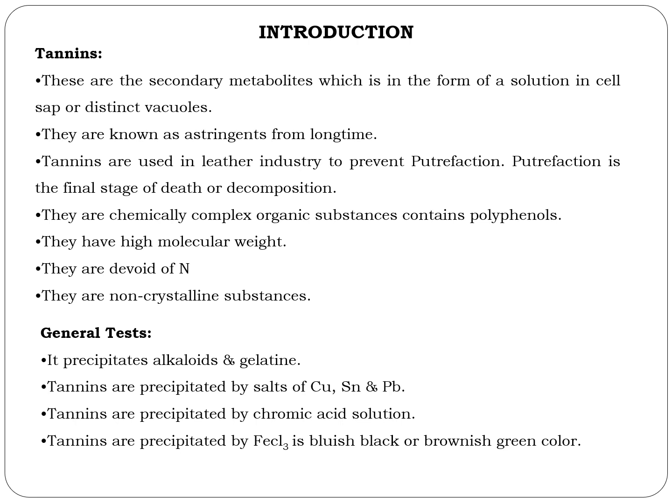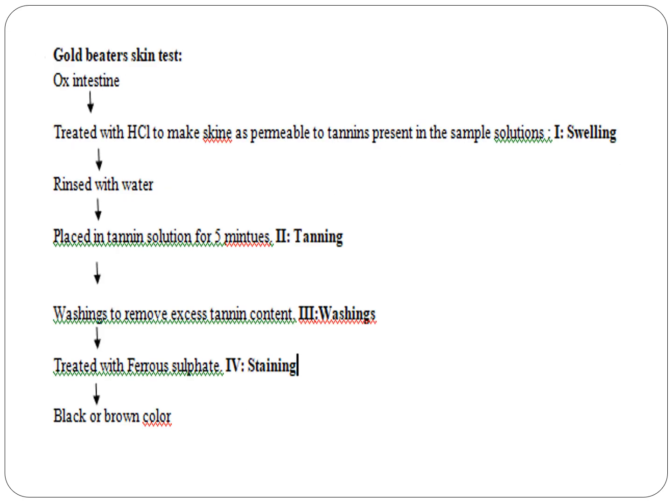Tannins will precipitate alkaloids and gelatin. Tannins are precipitated by copper salts, and tannins are precipitated by chromic acid solution. They are also precipitated by ferric chloride, whereas it gives a bluish black or brownish green color.